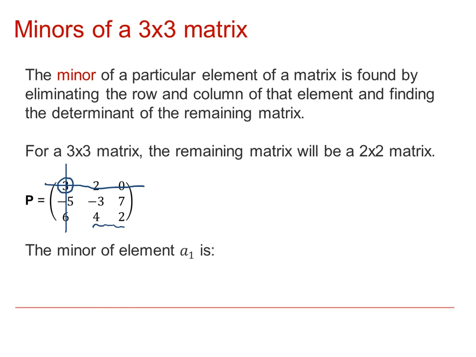and we can find the determinant of that little part there. So the minor of the element is the determinant of that 2 by 2 matrix. So the minor of A1 is the determinant of -3, 7, 4, 2. And of course that's equal to -6 minus 28, which is -34. So every element in the matrix has a minor which is found in exactly the same way as that. Eliminate the row and the column, and then find the determinant of the 2 by 2 matrix which is remaining.